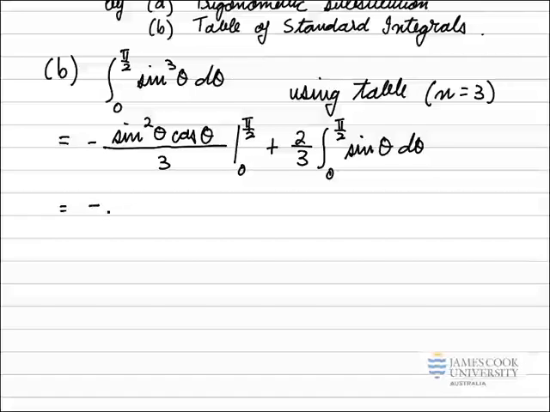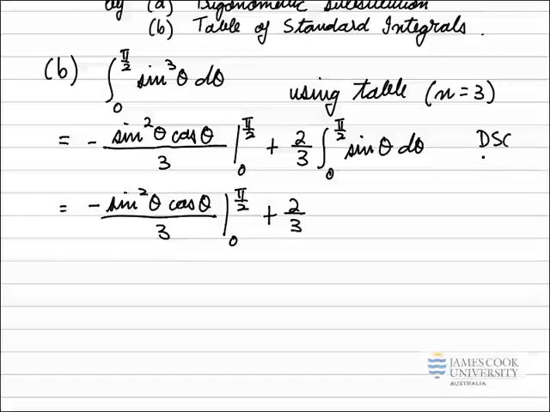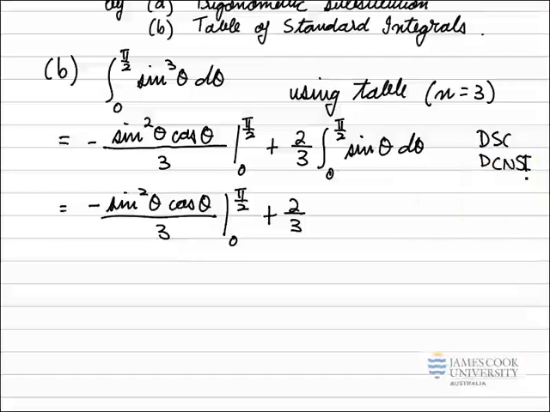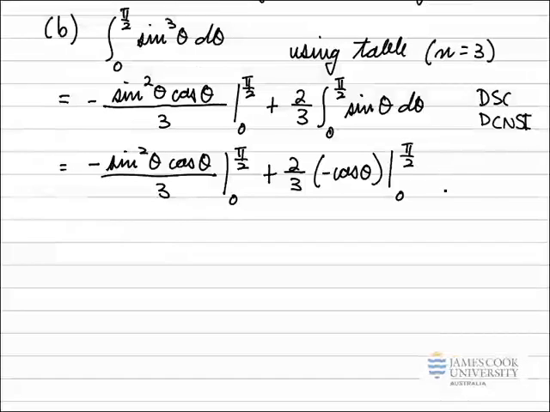Let's rewrite this out again. Minus sine squared theta cos theta, all divided by 3, evaluating that from 0 to pi on 2, plus 2/3 the integral of sine theta. I remember my little code: derivative of sine is cos, derivative of cos is negative sine, so the integral of sine is negative cos. So we'll put that in here and we get negative cos theta, and I'll be evaluating that from 0 to pi on 2. So now we can start substituting in our limits. That's all the integrations done.